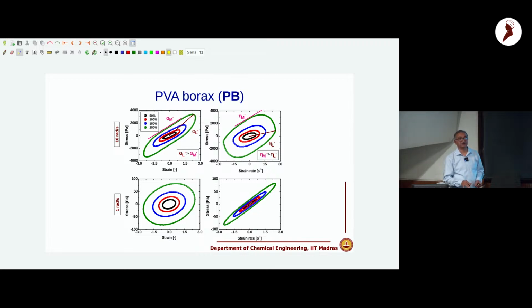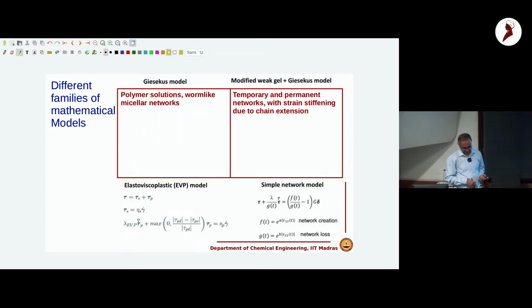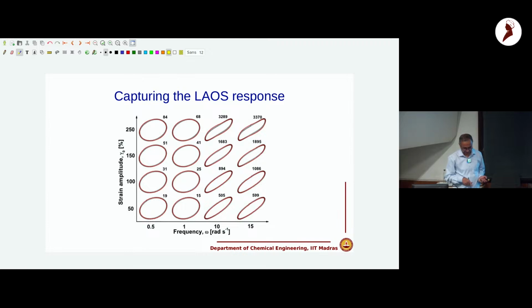And this is for a physically cross-linked system. So PVA and borax: the alcohol group on polyvinyl alcohol gets cross-linked using borax. Qualitatively, of course, they look very different compared to a chemically cross-linked system, where you can see strain stiffening much more pronounced. That's because you have permanent cross-links, and then the finite extensibility of chains comes into effect, and you can see a significant strain stiffening effect. And so we again looked at some combination of Giesekus's model in describing the overall response of these systems.